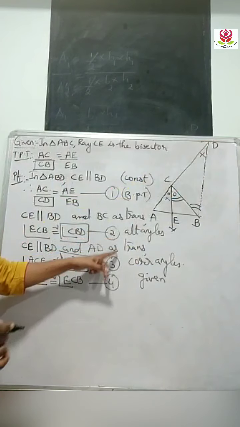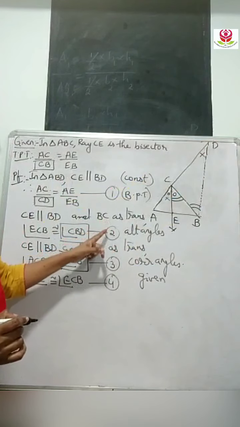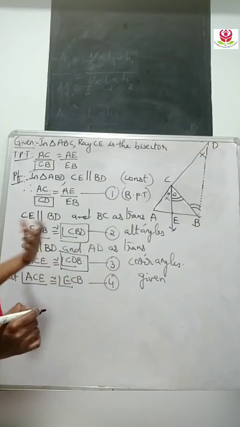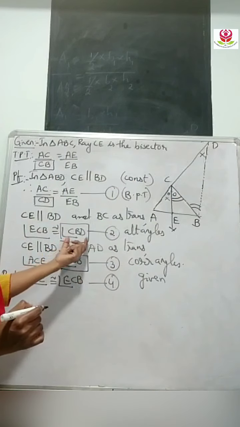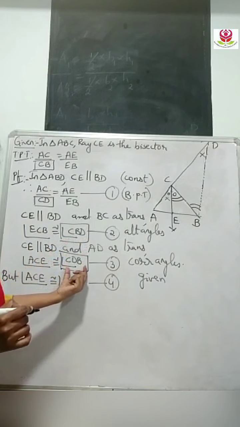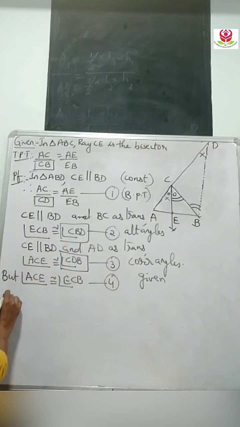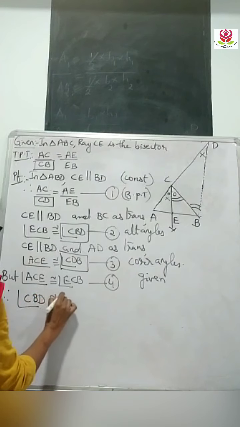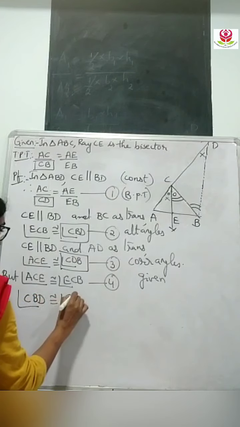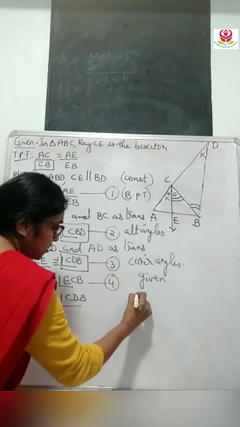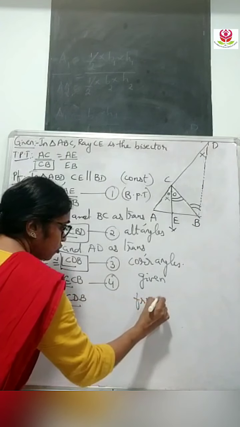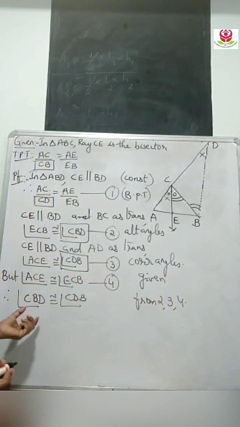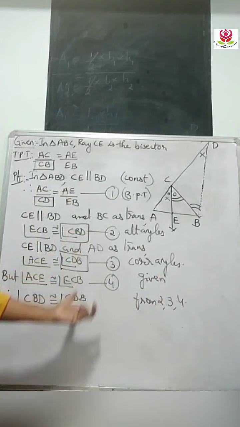So by comparing equations 2, 3 and 4, we get a pair of new angles, that is angle CBD is congruent to angle CDB. So therefore you can write angle CBD is congruent to angle CDB. Reason is from 2, 3 and 4. So this is what you get when you compare the equations.